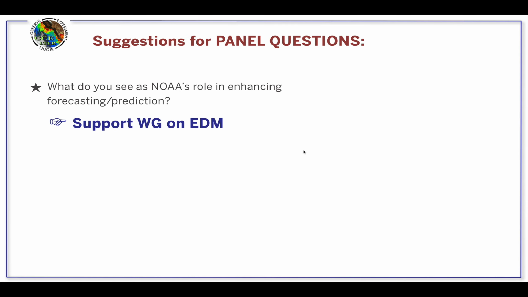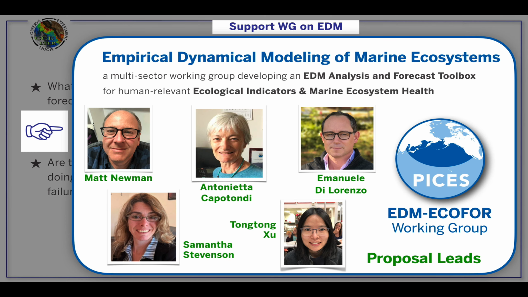So to conclude, I would encourage NOAA to engage in a grassroots effort to establish a working group on EDMs. There's a group of climate scientists that is developing a proposal for a Pisces working group on empirical dynamical modeling of marine ecosystems. The goal of this group is to bring together a multi-sector group to co-develop an EDM analysis and forecasting toolbox for human-relevant ecological indicators and marine ecosystem health. If you have suggestions of relevant people that will be interested in joining this group or could provide useful advice on how to shape the terms of reference and goals for this group, please do not hesitate to let me know.